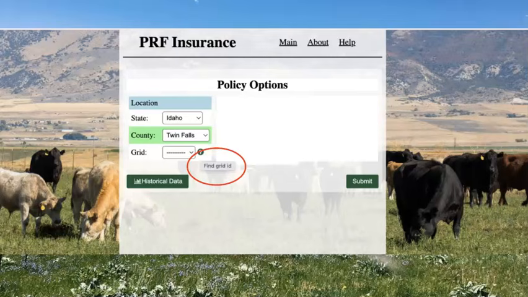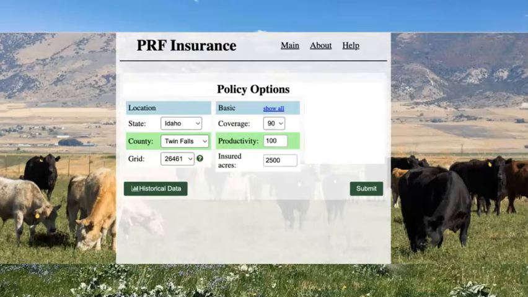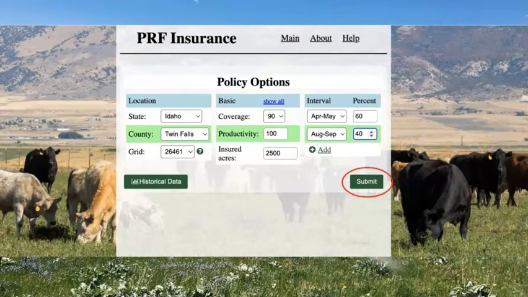It will then prompt you to find your grid. In the last video, we saw how to find your grid ID. Use the same number that you were given using the USDA Decision Support tool. Then, put in your selected coverage level that you would like to use on your policy, your productivity level, and the number of acres you wish to insure. And finally, after typing in the intervals and allocation percentages that you want to insure, click Submit.